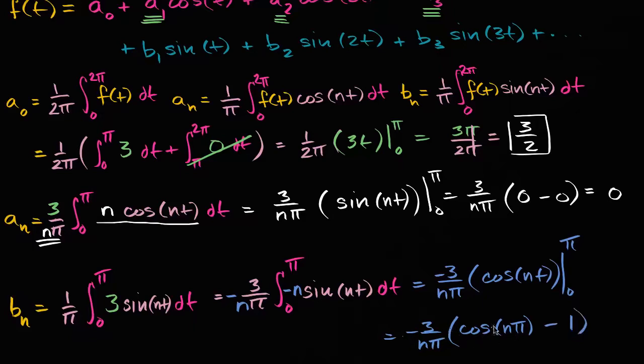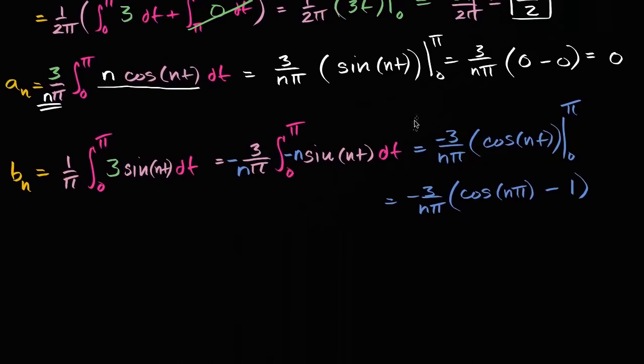We have a general expression, and you might say, well, cosine of n pi, is that positive 1 or is that negative 1? Well, it depends. If n is even, this is going to be positive 1. If n is odd, this is going to be negative 1. So it depends. Actually, let's just write that out. So b sub n is equal to, let's write those two cases. So if n is even, and another one if n is odd.